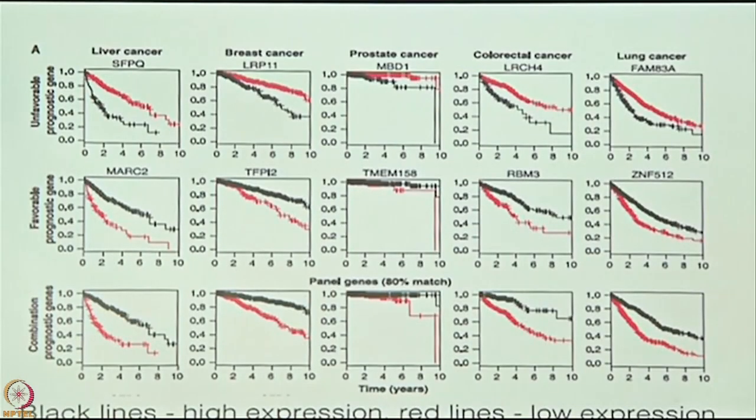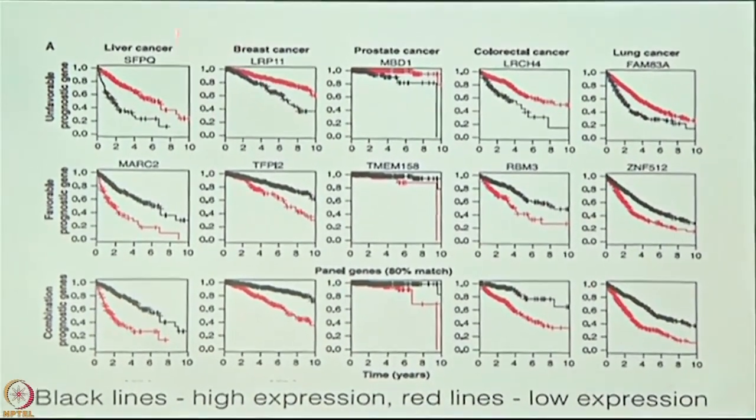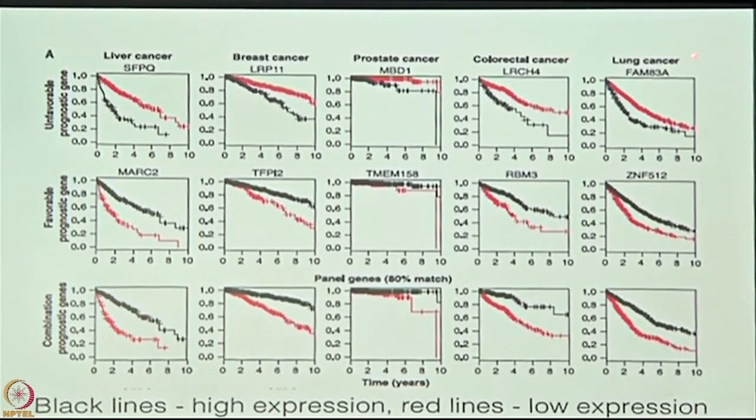Okay, so let me give you an example of what favorable and unfavorable genes we found. So let's look at the different cancers on top right here. Black lines mean high expression, red lines mean low expression. So this is being expressed high, and therefore you see these events happening faster and faster until the patient is gone. Therefore, that classifies it as an unfavorable prognostic indicator. This gene, MARC2, the events seem to be happening more slowly.